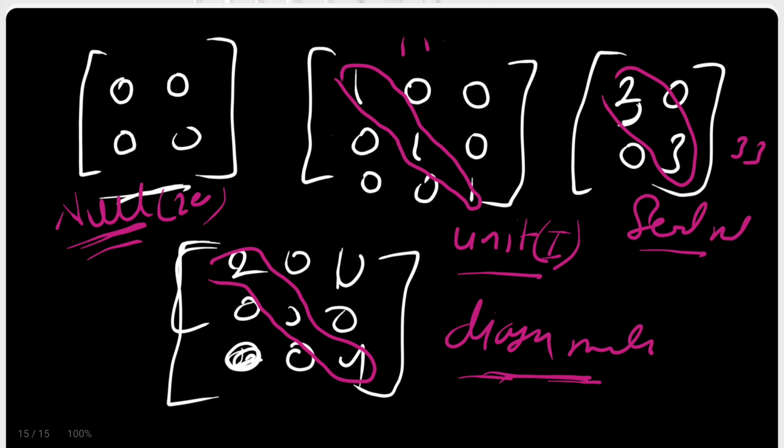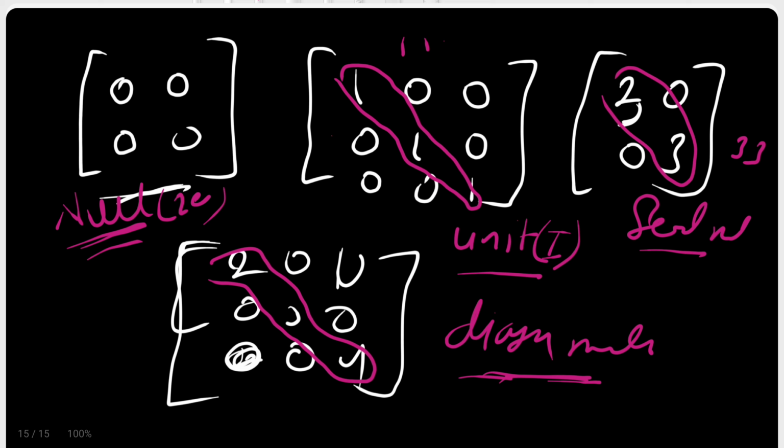I have to revise this one. Diagonal means the diagonal will be anything, non-diagonal will be 0. Unit means 1, 1, 1: the diagonal will be 1, apart from this 0. Null means everything is 0. And a scalar, the diagonal will be the same, otherwise all the numbers are 0. I hope you understand. Take a screenshot, or you can write notes of this one. This is for understanding purposes. Is it clear for you?